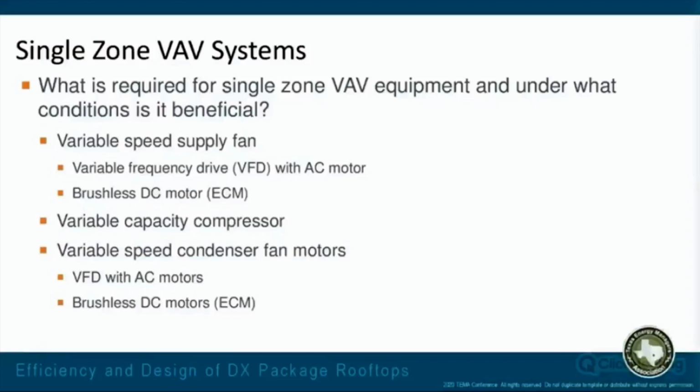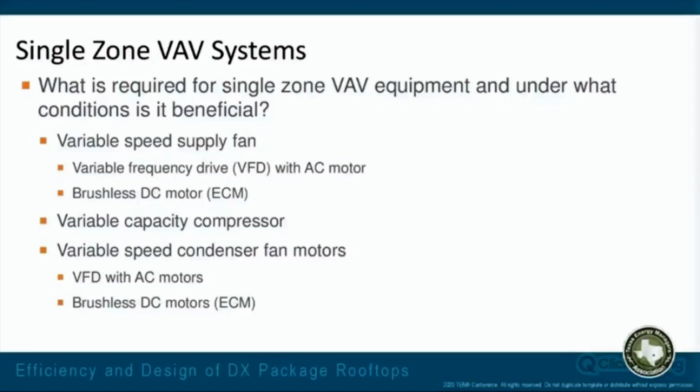So on our single zone VAV system, what's required for single zone VAV equipment and under what conditions is it beneficial? Well, first of all, we need a variable speed supply fan. We can either do that with an AC motor on a VFD, or use brushless DC motors, an EC motor, your electronically commutated motor. There are advantages and disadvantages both ways. That's a discussion for a different day, which has its merits in which case.